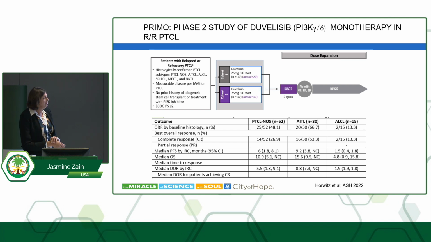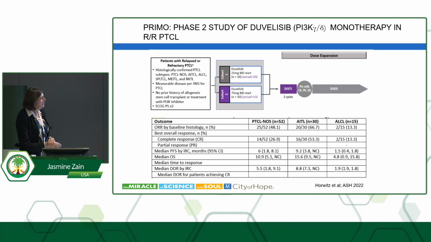This is the study of duvelisib in relapsed refractory PTCL. Initially, the dosing of duvelisib was unclear. So the initial study was a dose-finding study where they compared 25 milligrams twice a day to 75 milligrams twice a day. In the end, based on the data that emerged, the decision was to have a combination dose where you start with 2 cycles of 75 milligrams twice a day. If the patients get into CR or PR or stable disease, then they go to duvelisib dosing of 25 milligrams BID to reduce the toxicity.